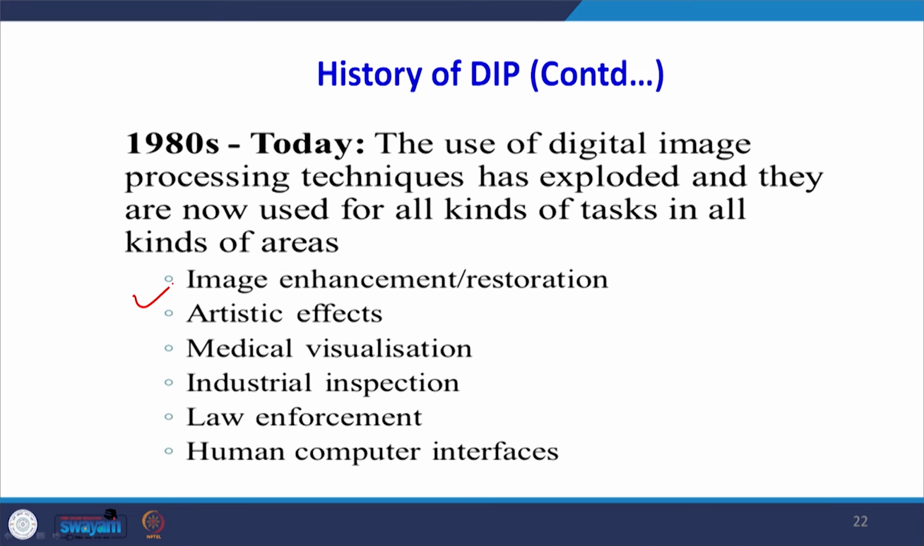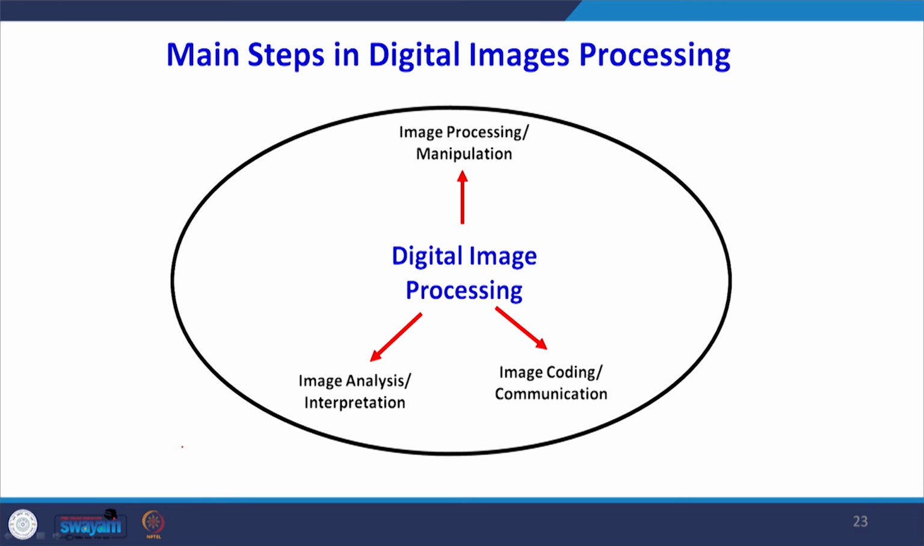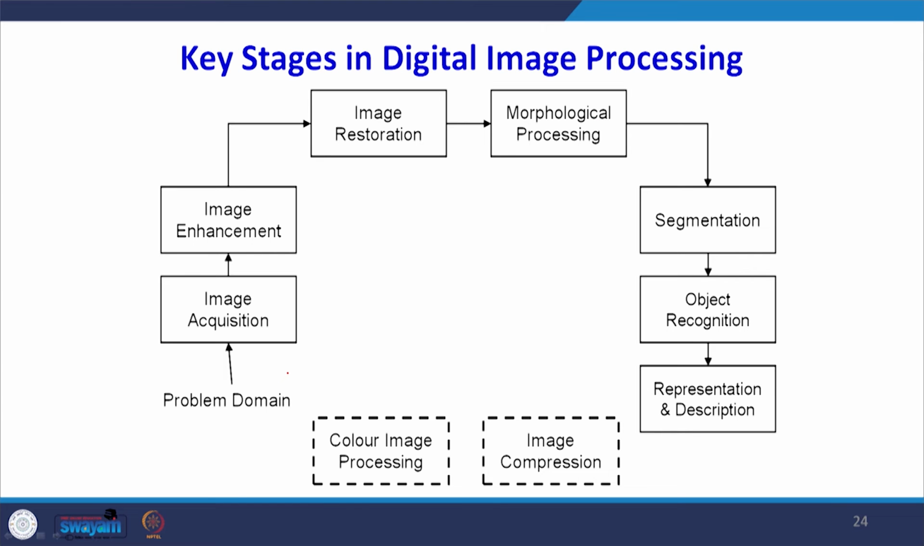whether we are talking of image enhancement, restoration of images, creating artistic effects on existing data, medical visualization, industrial inspection, law enforcement, or the human computer interface. So a lot of applications have emerged after the 1980s. But broadly, in digital image processing, what we are doing is image manipulation, image coding, and then finally interpretation of the image. So it is not straight away image analysis; there are intermediate processes involved, and I will show some of these intermediate processes quickly here.